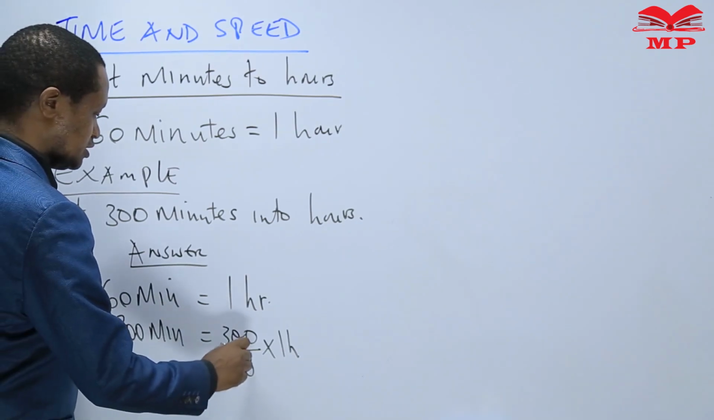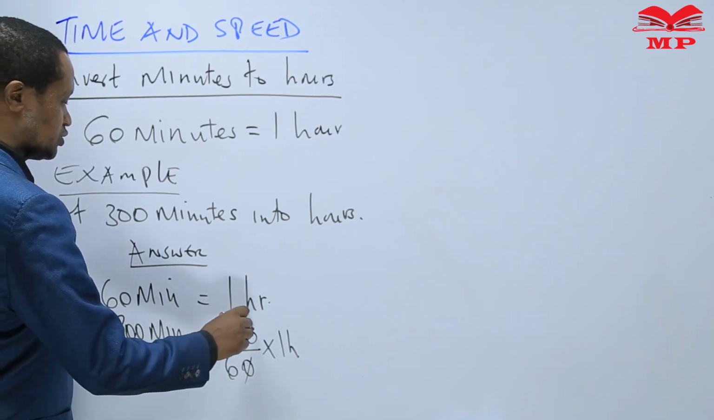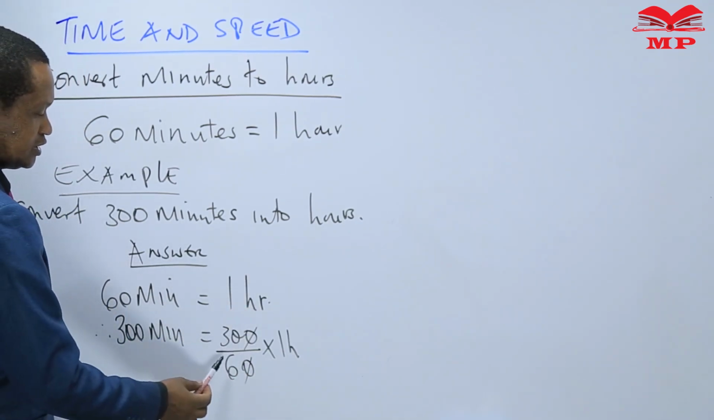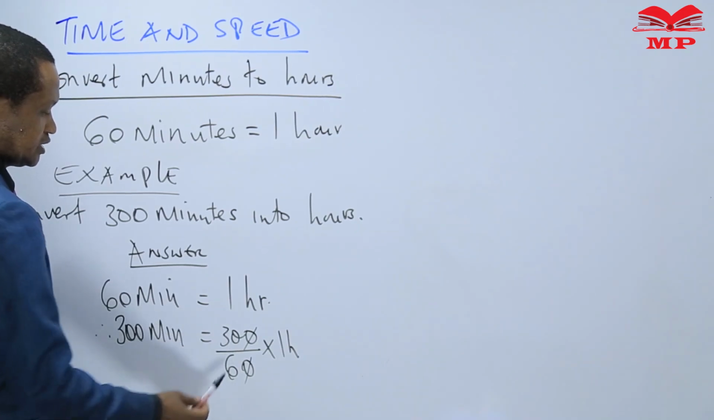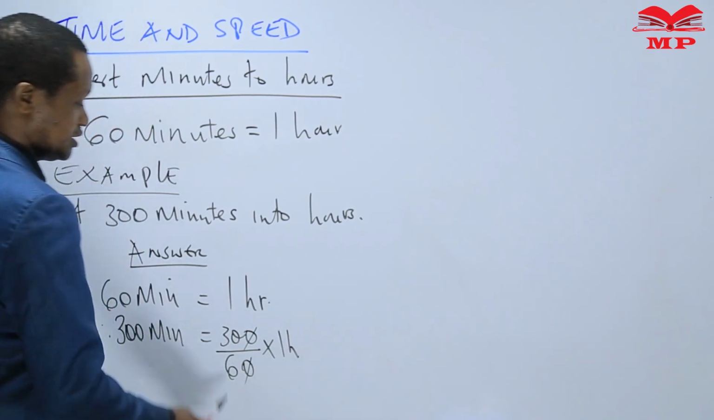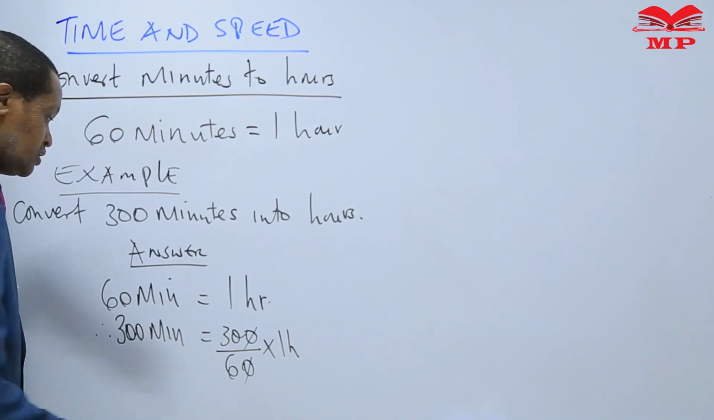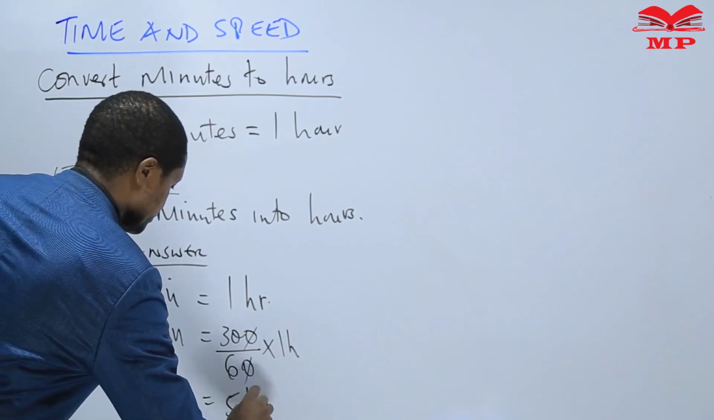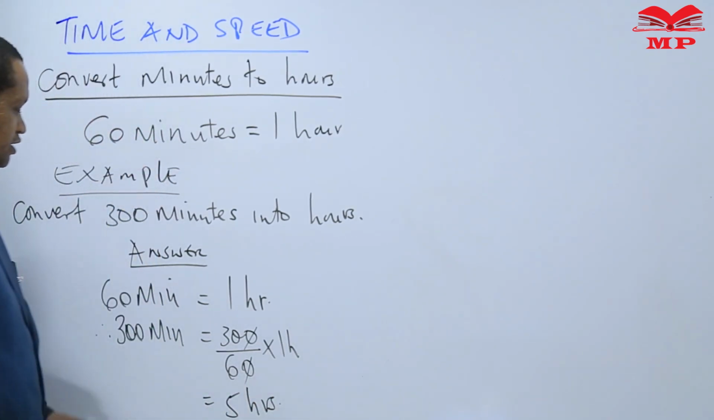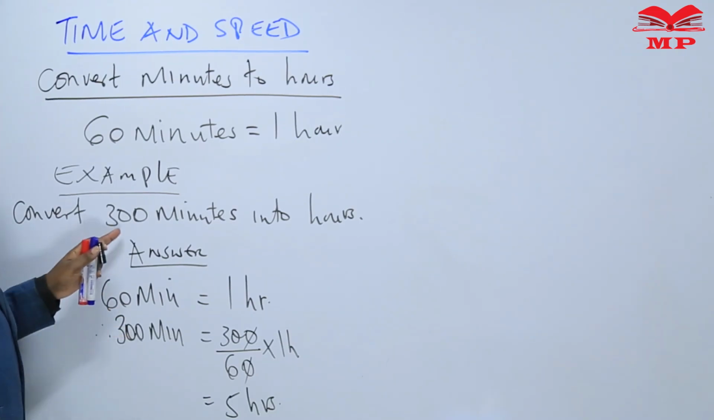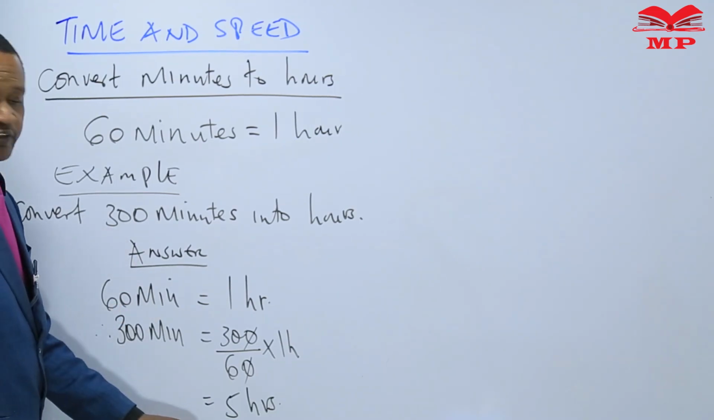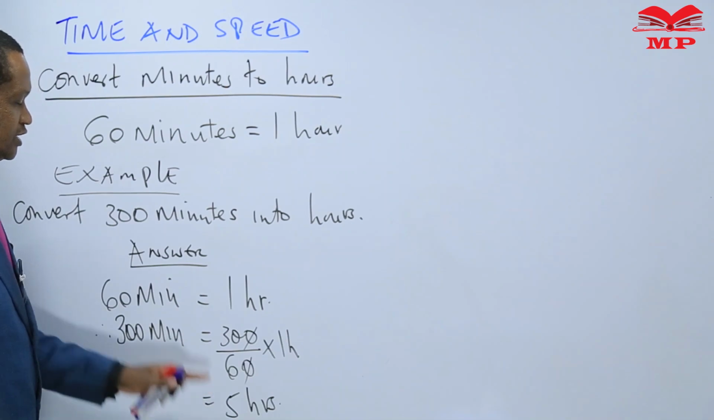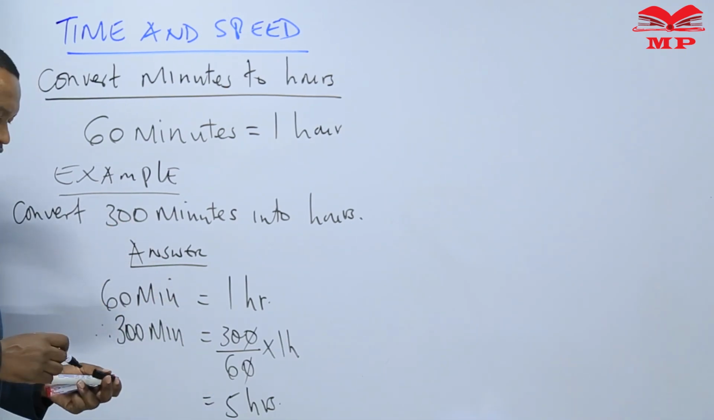So 0 cancels with this 0. Then 30 divided by 6 is equal to 5. So these are 5 hours. 300 minutes make 5 hours. There are 5 hours in 300 minutes.